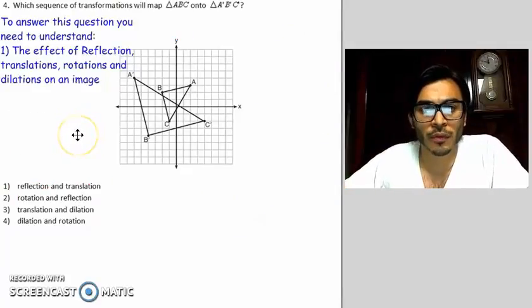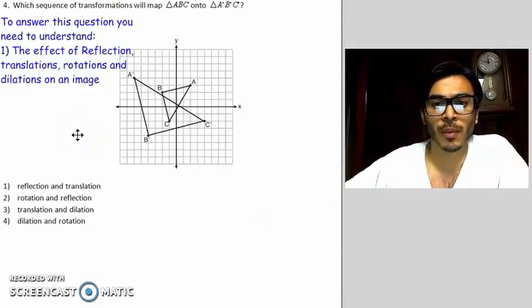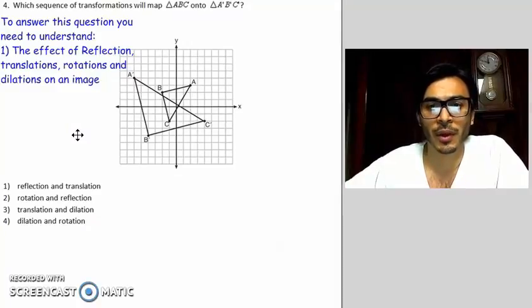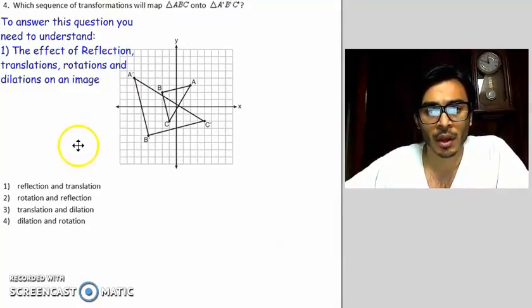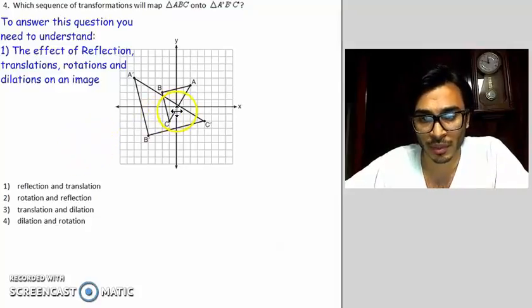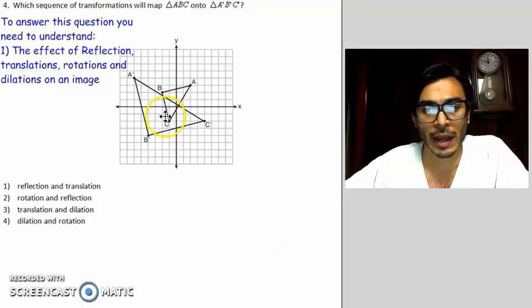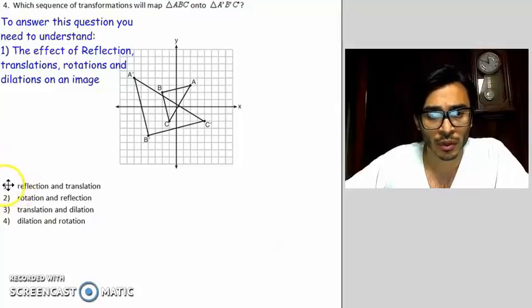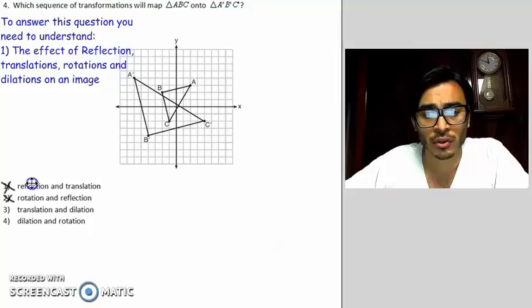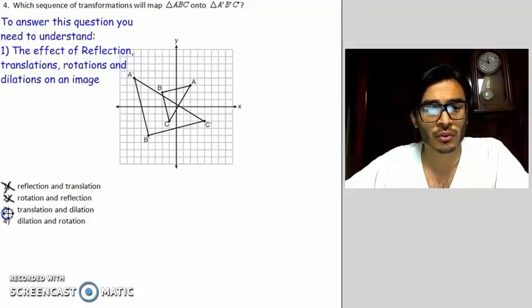All right, so number 4, which sequence of transformations will map triangle ABC onto triangle A prime, B prime, C prime? Okay, so look, we know that a dilation took place because the figure ABC changed in size, and that can only happen with a dilation. So we know that choice 1 and choice 2 cannot be the answer because neither in choice 1 nor in choice 2 do we have a dilation as an option. So the answer is either choice 3 or choice 4.